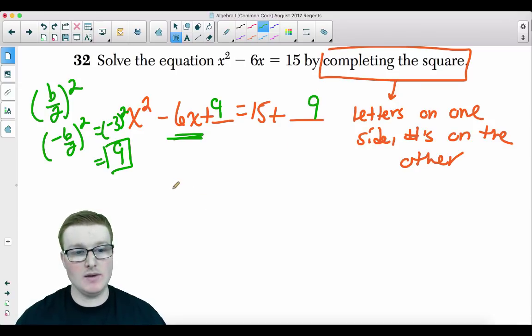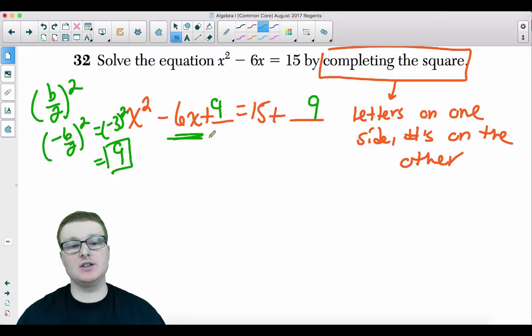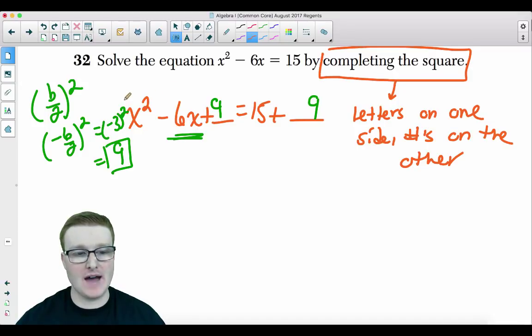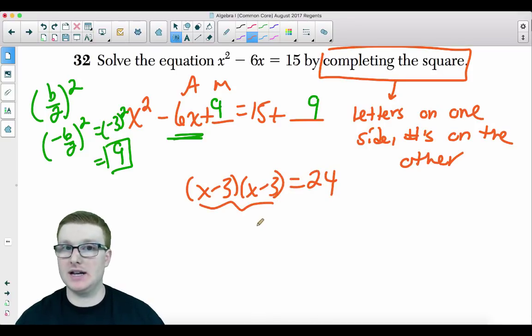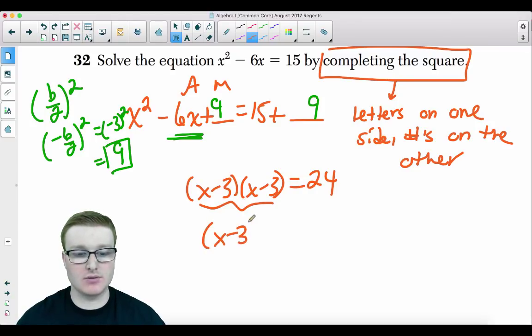Okay, so now we have this. So this is kind of the part where people are like, okay, what do we do now? You need to factor this by the AM method. Okay, so what adds to negative 6 and multiplies to give you positive 9? Well, that answer is just x minus 3. x minus 3. And that equals 24. We're going to combine the x minus 3 and x minus 3. We get x minus 3 squared is equal to 24.